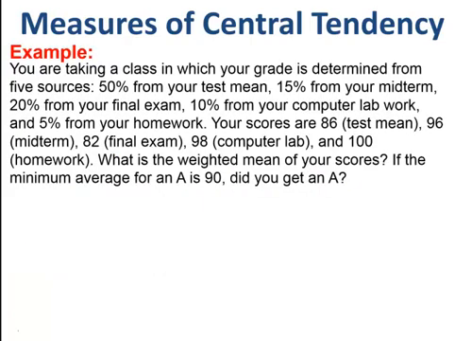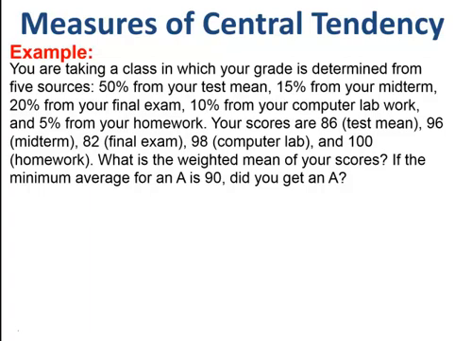So we're going to do an example here, and this is an example based on a grading system. You're taking a class in which your grade is determined from 5 sources, and it's given as percentages: 50% for your test mean, 15% for the midterm, 20% for the final, 10% for computer lab work, and 5% for homework. And then you're given the scores that were earned. So you have an 86 mean for the test, 96 for midterm, 82 for final, 98 for the lab, and 100 for the homework.